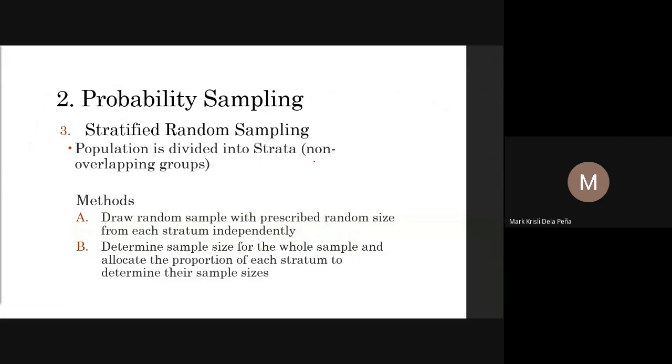So that's method A. However, method B calculates the proportion based on the total population and the population per stratum. So say for example, the number of students in the first year is 100. For second year, we have 200. Third year is 50. Fourth year is 10. So we'll get the proportion with respect to the population per stratum. Anyway, we will be discussing these in the next slides. So let's start first with method A, which is the simpler one.